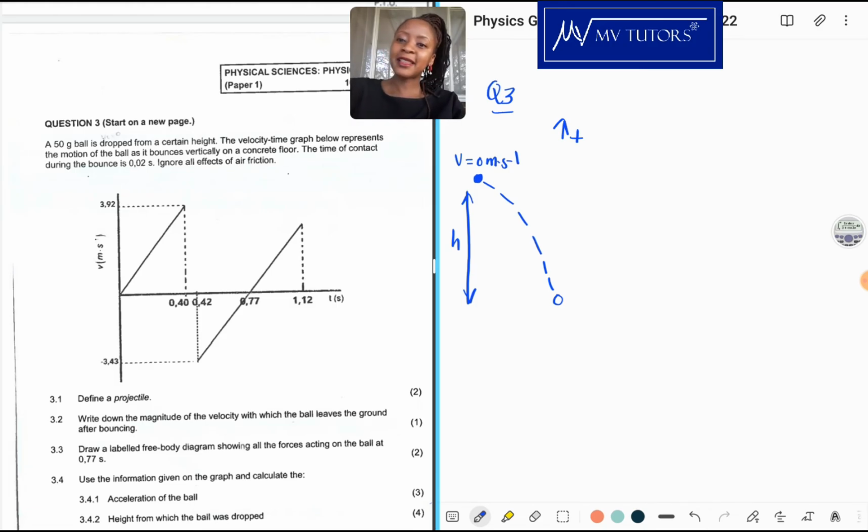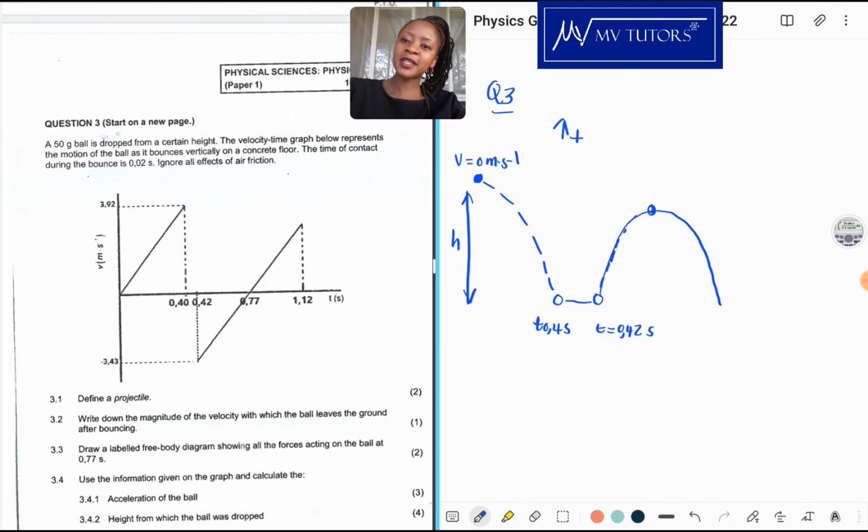So yeah, at this point this is 0.04 seconds. Then it comes, I'm going to draw a long line, but just for demonstration purposes, it spends 0.02 seconds. Okay, so the time there is 0.42. Yeah, I made a mistake there. So that's 0.4 seconds, and that's 0.42 seconds that it spends on the ground, and then it goes up again. Okay, probably bounces, whatever. I'm supposed to put dotted lines, but anyway.